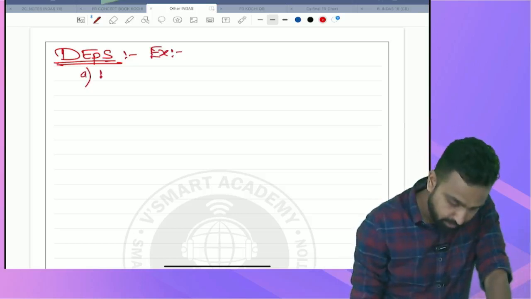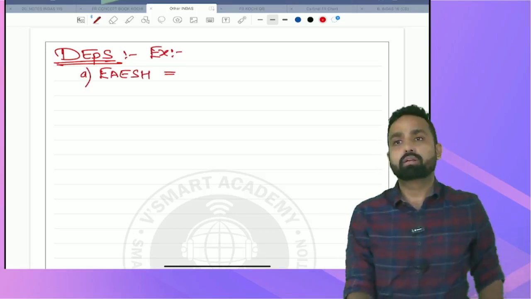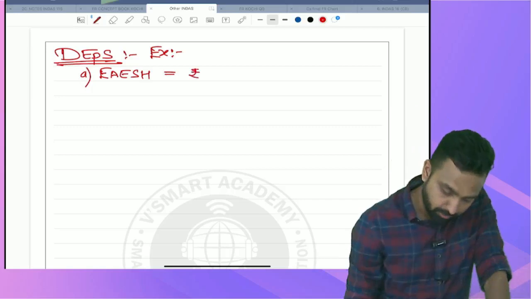Example number one, EAESH. What is the full form of EAESH? Earnings available to equity shareholders.